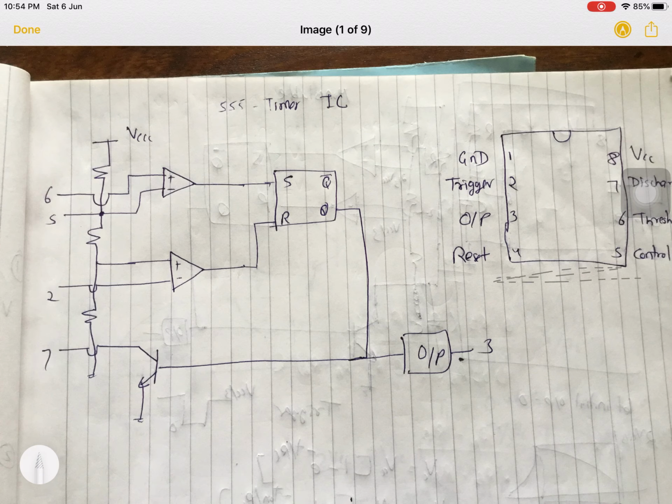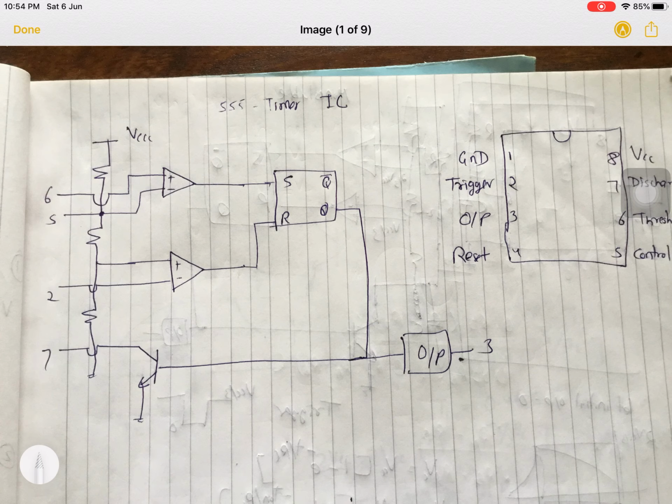This on the right side is the IC layout of the 555 timer: ground pin, trigger, output, reset, control, threshold, discharge, and VCC. On the left-hand side is the internal diagram of the 555 timer IC.